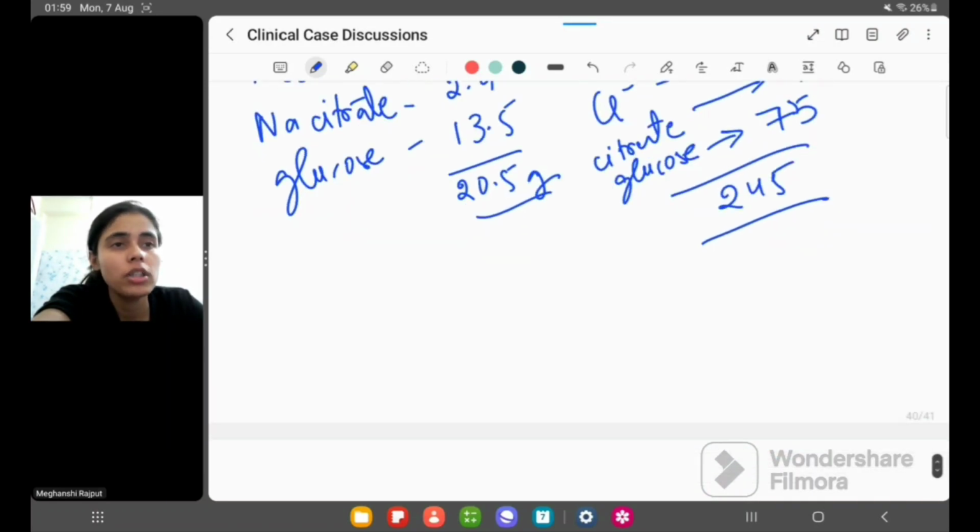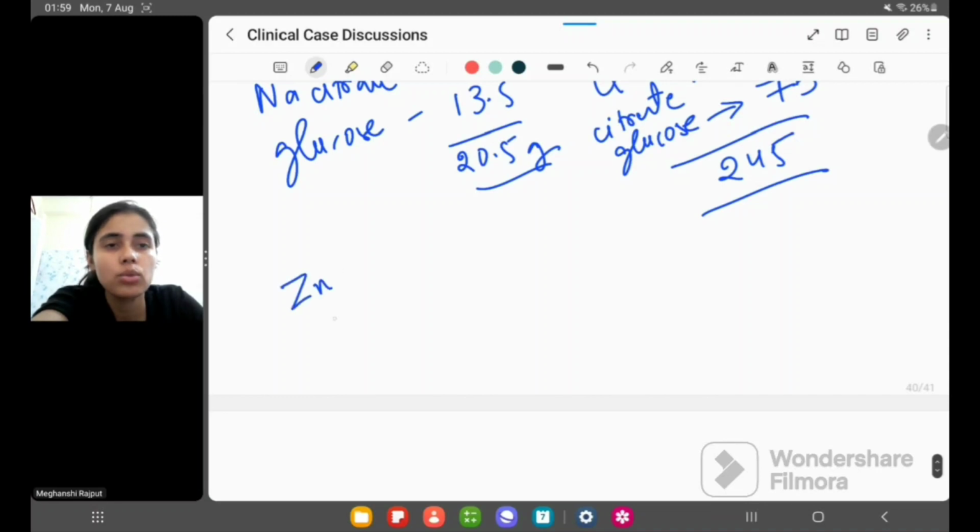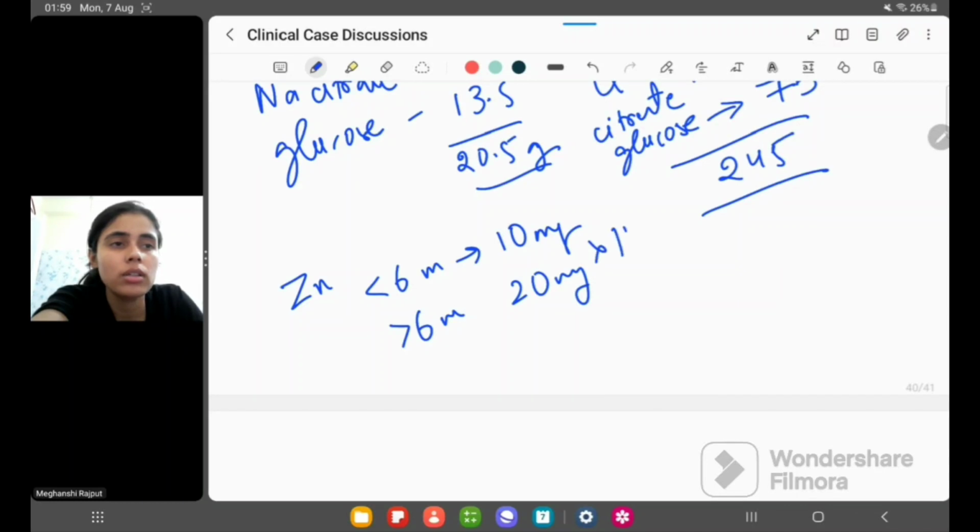Additionally, we provide zinc to the child. If the child is less than 6 months, we give 10 milligrams. If more than 6 months, we give 20 milligrams, and this is given for 14 days.